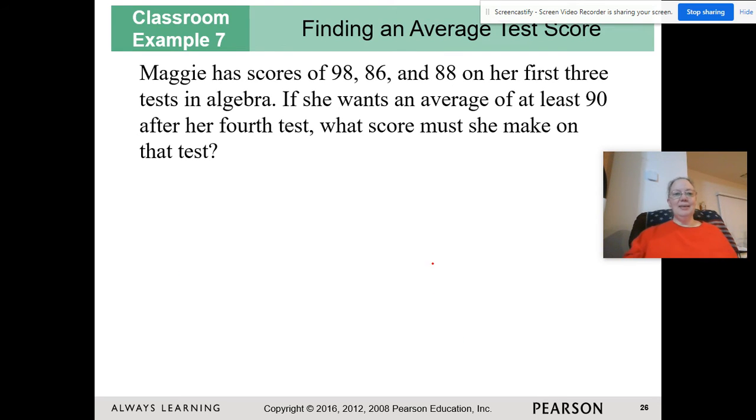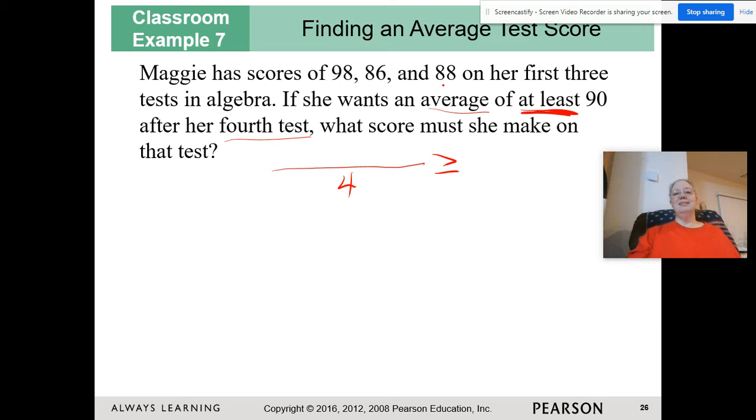All right, Maggie has scores of 98, 86, and 88 on her first 3 tests in algebra. If she wants an average of at least 90, so we're going to use greater than or equal to, after her 4th test, what score must she make on the test? Notice we said average, and we have 4 tests. I love to put this question on a test or a quiz, and people get it wrong because they forget there are 4 tests. When we find an average of 4 numbers, I have to divide by 4.